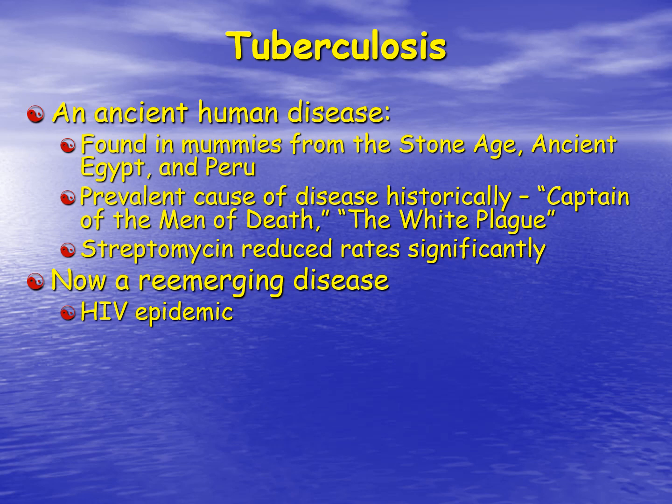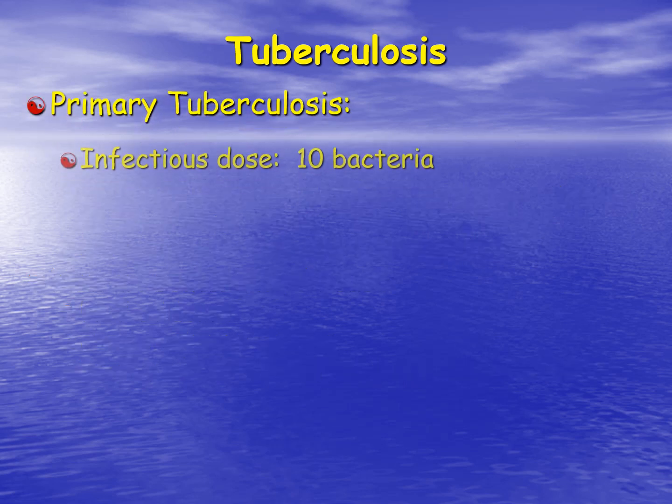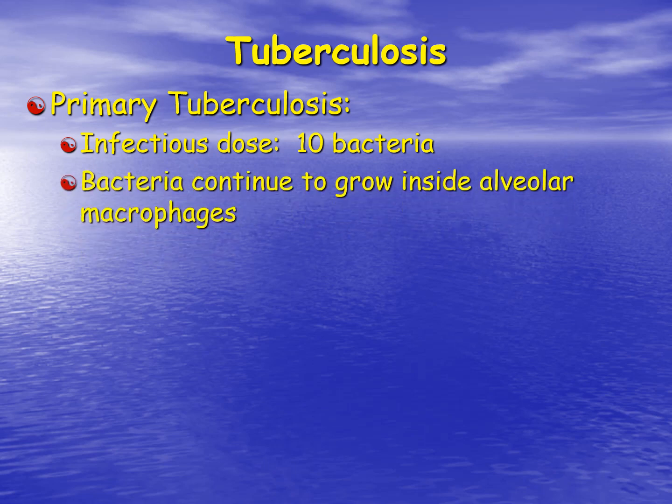Some of this may be due to the HIV epidemic, because many HIV patients develop concurrent infections with Mycobacterium tuberculosis. It could be due to drug-resistant strains, of which there are several, and probably 1/3 of the world's population is actually infected. In primary tuberculosis, the infective dose only has to be about 10 bacteria. Bacteria are phagocytized by macrophages in the alveoli, but they resist phagolysosome formation, and so they simply continue to grow inside the alveolar macrophages.